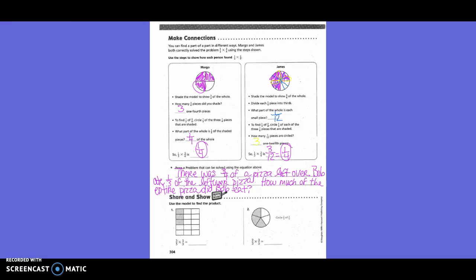Share it and show. Use the model to find the product. So they want 3/5 times 1/3. So basically, how many total pieces do they have there, guys?